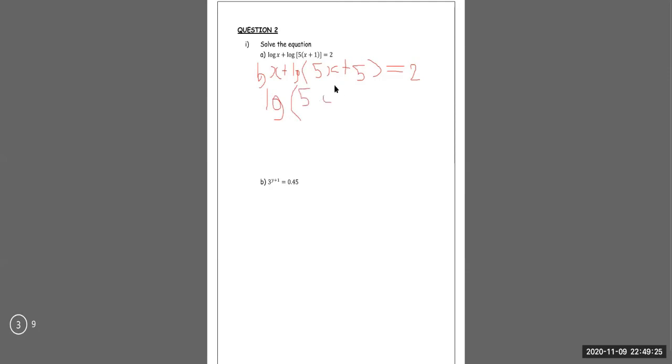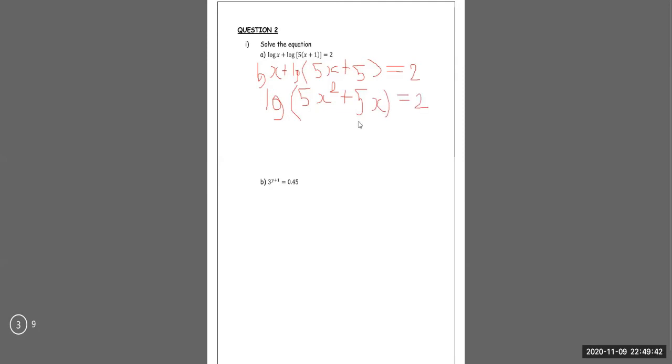Plus 5x, and that's equal to 2. So what's coming to your mind next now? Then we do 5x squared plus 5x is equal to 10 raised to the power of 2.